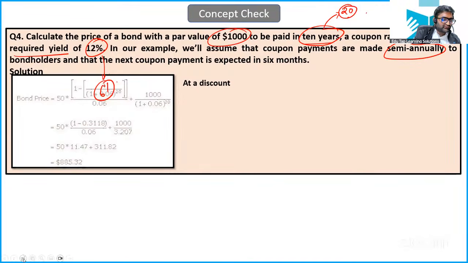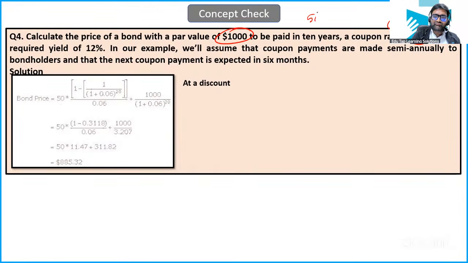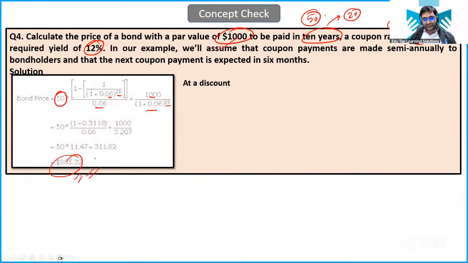So substituting everything in the formula, we have 1000 with a 5% coupon, so you are going to get 50 rupees. The coupon payment will be 50 rupees. Then the yield over here is 12% given, so divided by 2 it will be 6%. The time period is 10 years, so into 2 this will become 20. Substituting, you will get a value of 885. It is at discount. $1000 while it is being sold at 885, that means it is at discount.